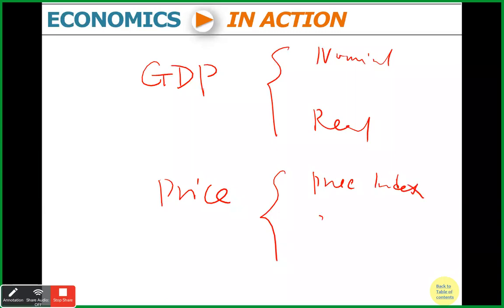Then we look at CPI and PPI, which are different baskets. And then we have inflation. Okay, so that's the beginning. We start to understand the macroeconomy. Thank you so much for your attention.